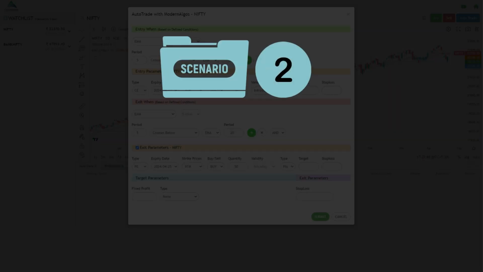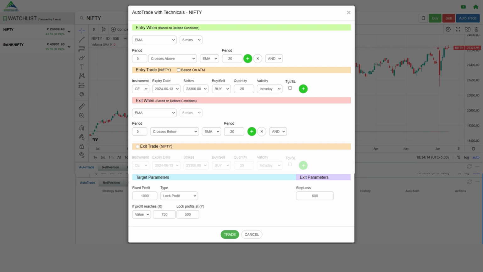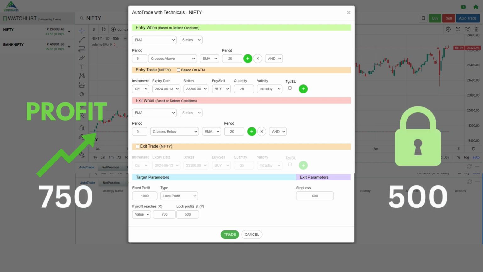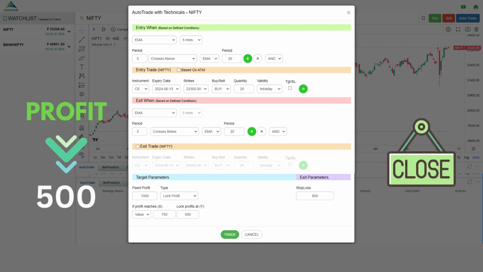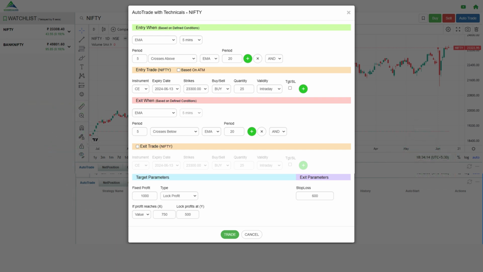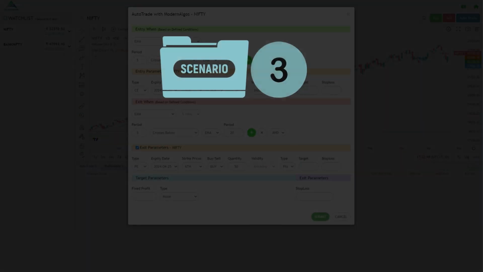Scenario 2. Define lock profit. In this scenario, say for instance, you set a fixed profit of 1000 rupees with X as 750, Y as 500 and a stop loss of 600. When the profit reaches 750 rupees, it locks at 500 rupees. If the profit then falls to 500 rupees, the strategy will book the profit and close. Alternatively, if the profit reaches 1000 rupees, it will close the strategy, or if the loss hits 600 rupees, the strategy will close.